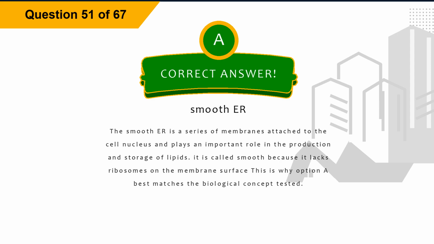Explanation: the smooth ER is a series of membranes attached to the cell nucleus and plays an important role in the production and storage of lipids. It is called smooth because it lacks ribosomes on the membrane surface. This is why option A best matches the biological concept tested.